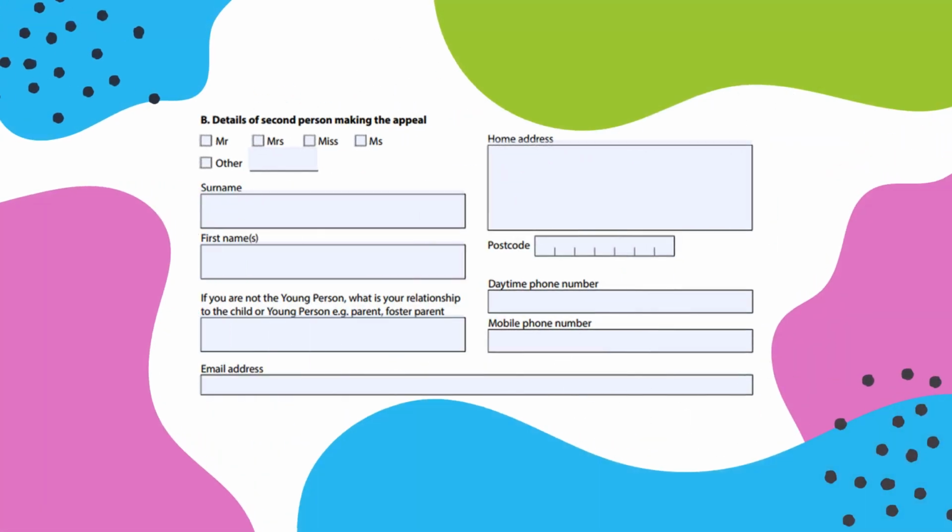This is still Section 6 and it asks for the details of a second person that may be making the appeal. This section does not have to be filled in if there is nobody else making the appeal. Leave this section blank.